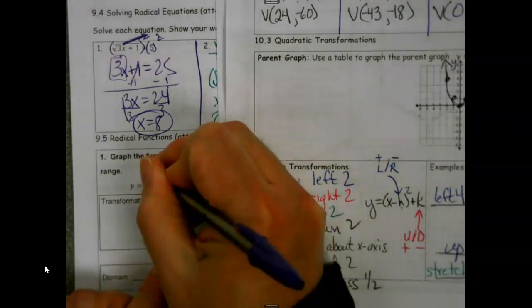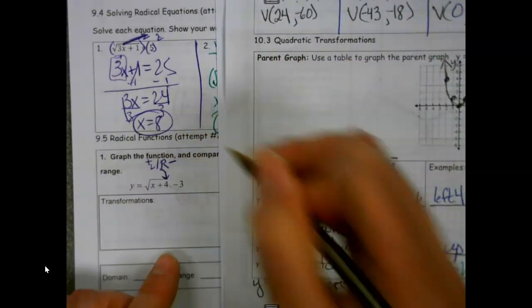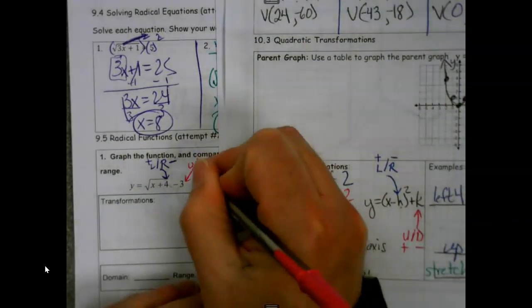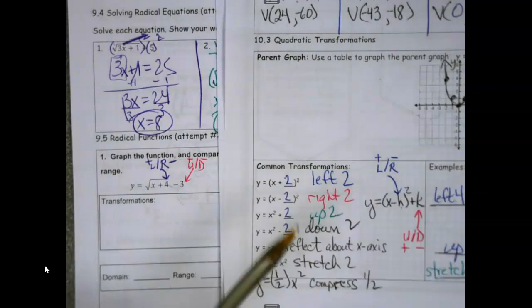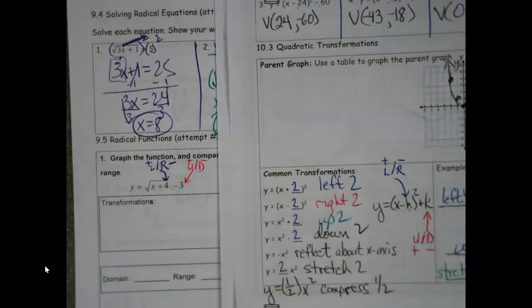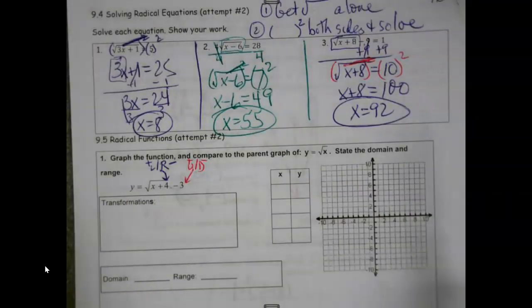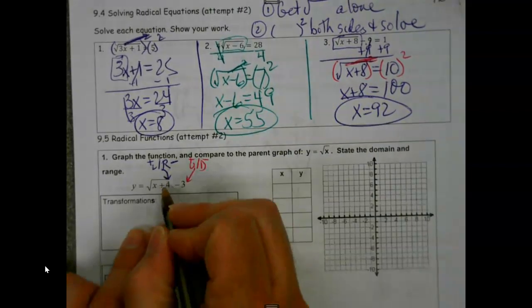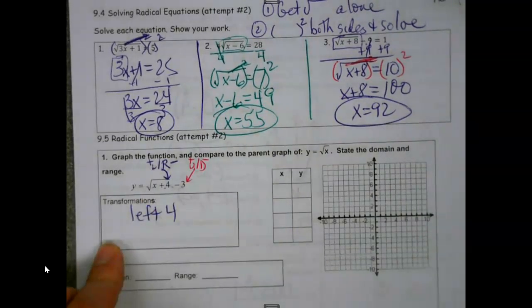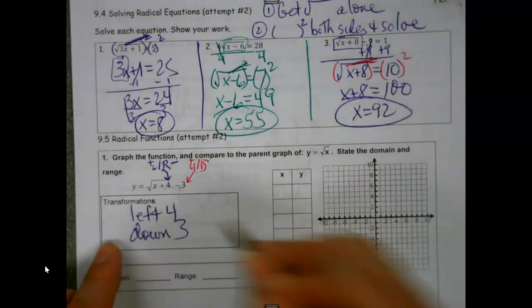This is still shifting left and right, but the opposite of what we think. This is still shifting up and down. The exact same way it does here. Same thing. Not even joking. So when I go to do transformations, I'm like, ooh, it's plus under there, it's left. Ooh, it's minus outside, it's down. This is straight up copying.